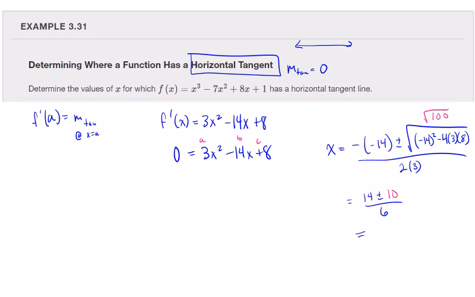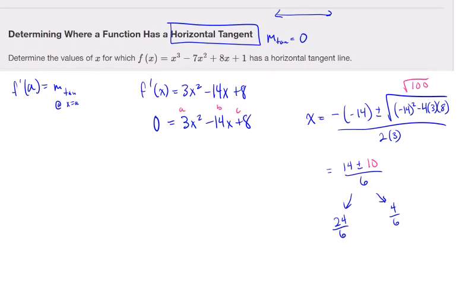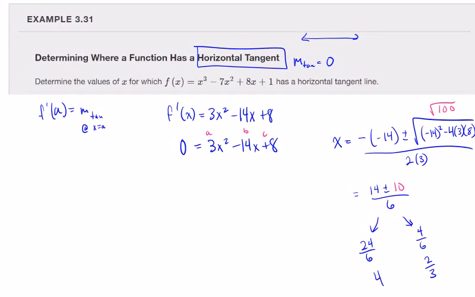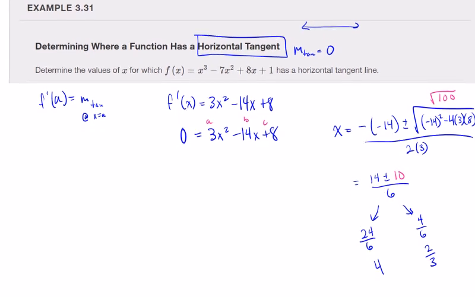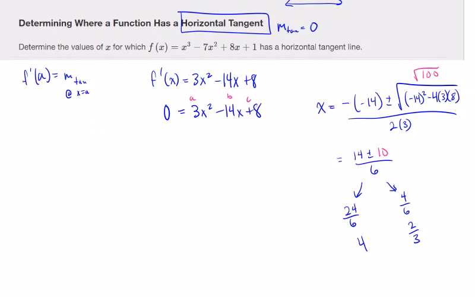And so we end up with 14 plus 10, which is 24 over 6. And so that's 4, right? I'll just write it out this way, 24 over 6, or, since we have a plus or minus, there's 2 of them. The other way is we do 14 minus 10, which is 4 over 6, right? And so 24 over 6 equals 4, and 4 over 6 is 2/3. And so those are the two x values for which we have a horizontal tangent line. So when x equals 4 and when x equals 2/3.